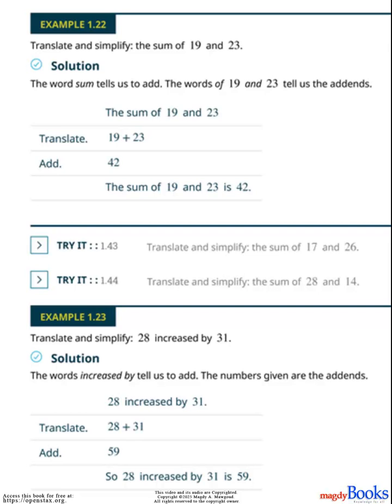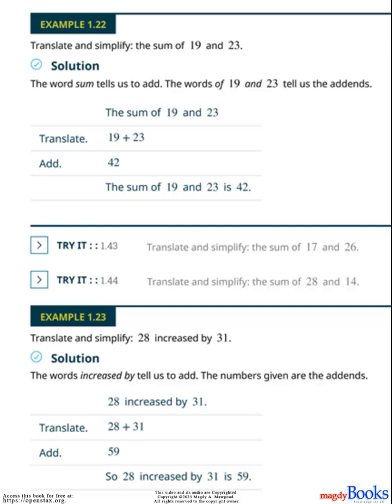Example 1.22. Translate and simplify. The sum of 19 and 23. Solution. The word sum tells us to add. The words of 19 and 23 tell us the addends. The sum of 19 and 23. 1. Translate. 19 plus 23. 2. Add. 42. 3. The sum of 19 and 23 is 42.